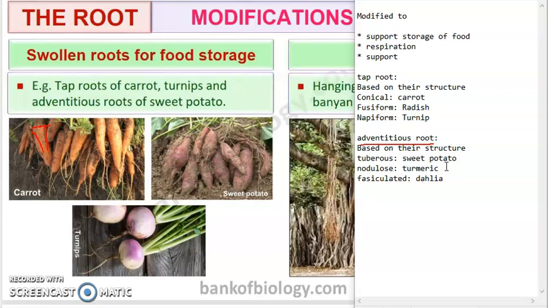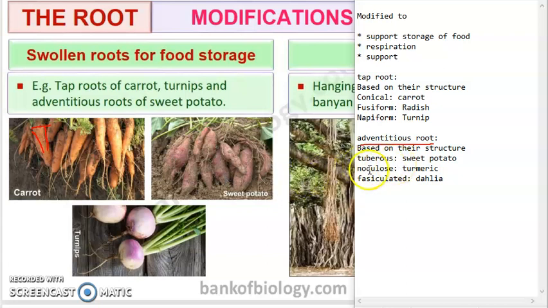If you take the case of tuberous, we see this in sweet potato. They are swollen portions, and they don't have a definite shape. You can see it here, this is the picture of the sweet potato. They are swollen, but they don't have a definite shape, so each one will have a different shape. That is called tuberous.